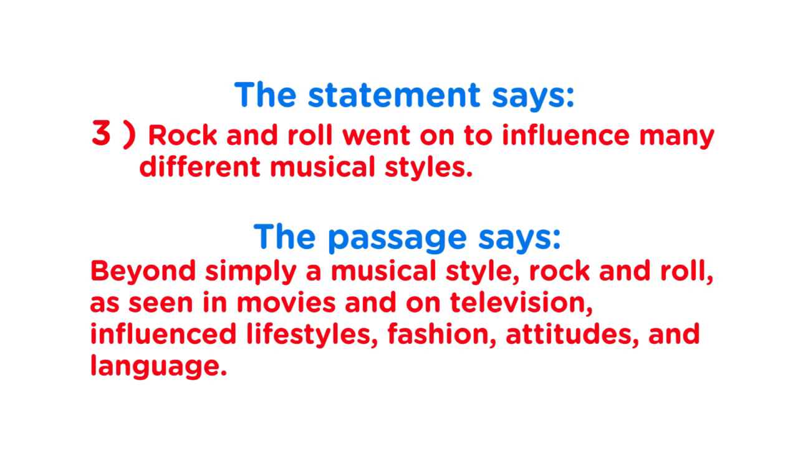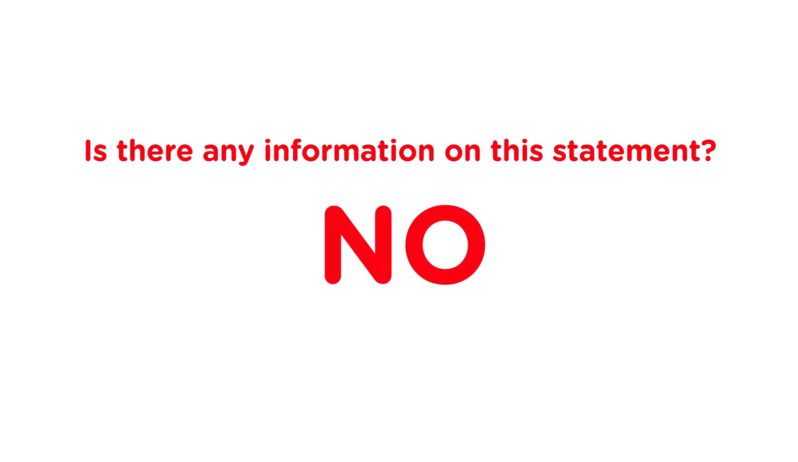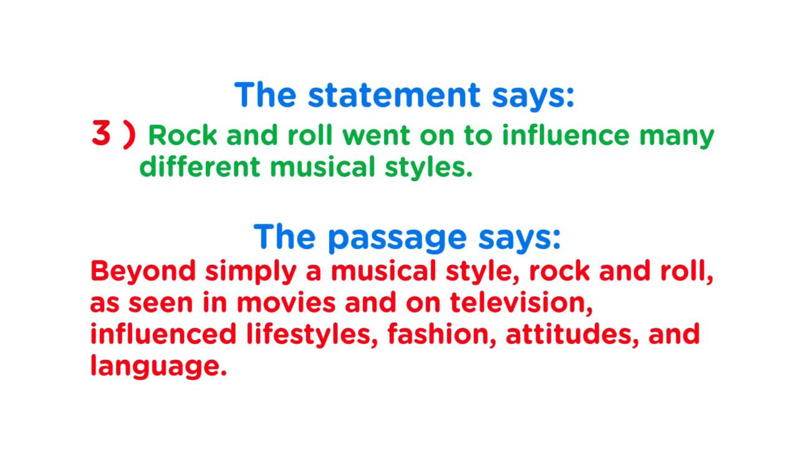3. Read the statement and the passage and answer true, false, or not given. Is there any information on this statement? No. The statement says rock and roll went on to influence many different musical styles. The passage says rock and roll influenced fashion, lifestyle, and language. It doesn't say anything about influencing other musical styles. Therefore, the answer is not given.